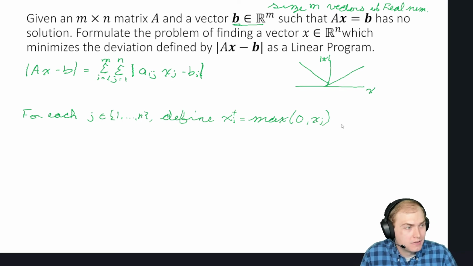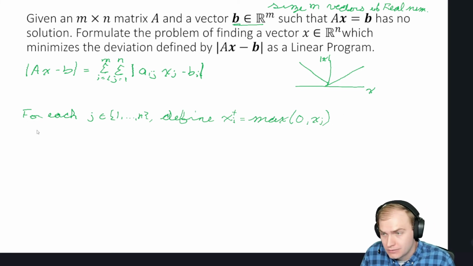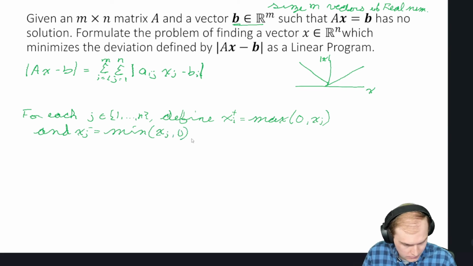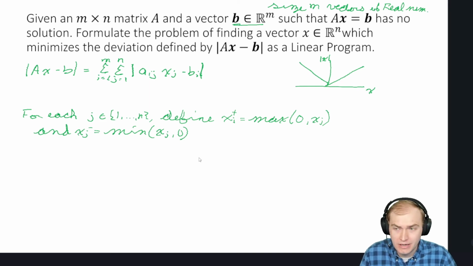Basically, we're taking the positive component of x. So if x is positive, it's going to be x. If x is negative, we're going to get 0. And very similarly, xj minus equals the minimum of xj and 0. Yes. So if xj is negative 3, which is smaller than 0, we get negative 3 in the xj minus.